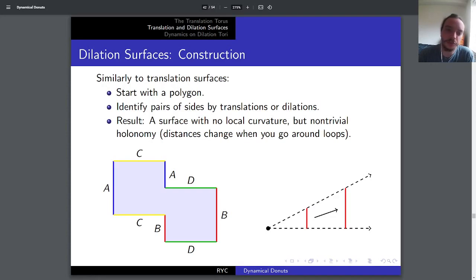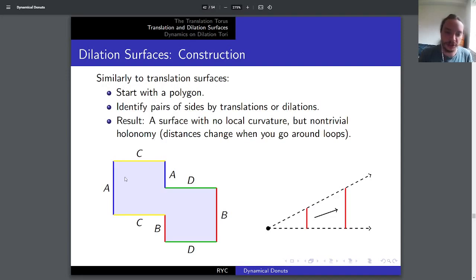So what's going to happen when we do something like this? We're going to get a surface that still has no local curvature, right? So it's still coming from a flat piece of paper, but it has something called non-trivial holonomy. So what does this word holonomy mean? It means that when you go around a loop, distances are going to change. Holonomy more generally can mean that if you go around a loop, then directions will change or speeds will change or things like that. But in our case, because we're not rotating and we're not reflecting, holonomy is just going to mean that distances between things are going to change as you go around a loop.